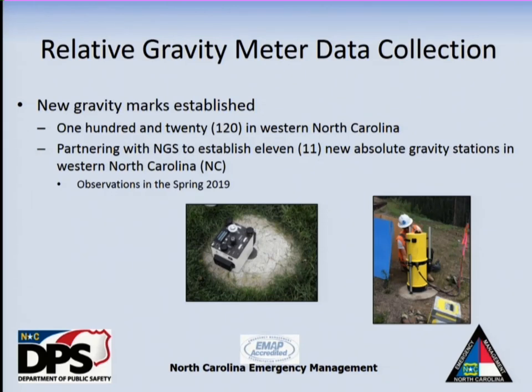The meter on the left is a relative gravity meter. That's about $100,000. We've been using both of these, on loan from the National Geodetic Survey, to collect terrestrial gravity data in western North Carolina. That information has been provided to the National Geodetic Survey and will be used in the next geoid model.